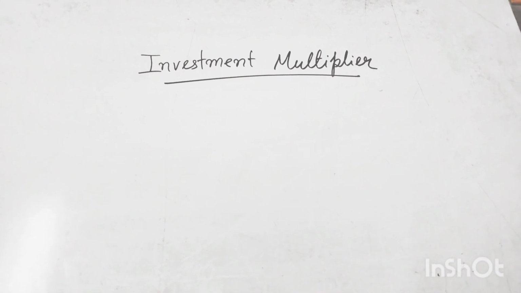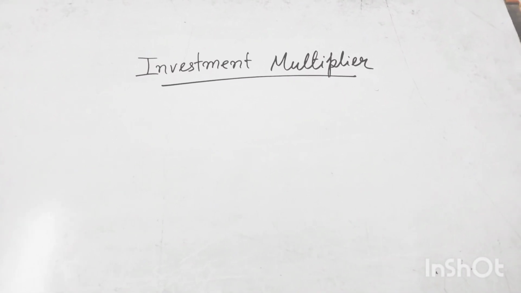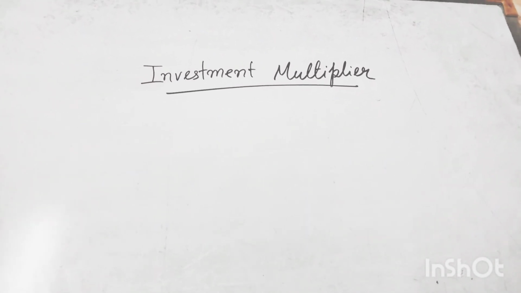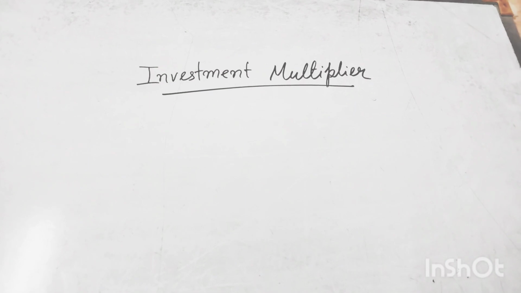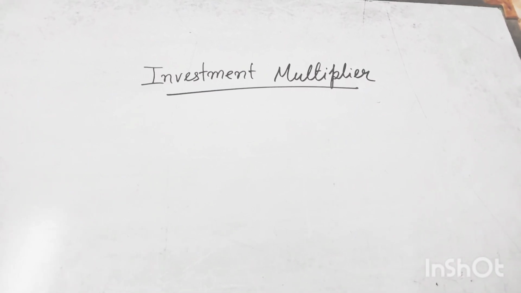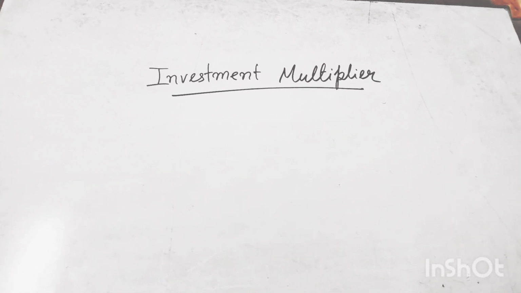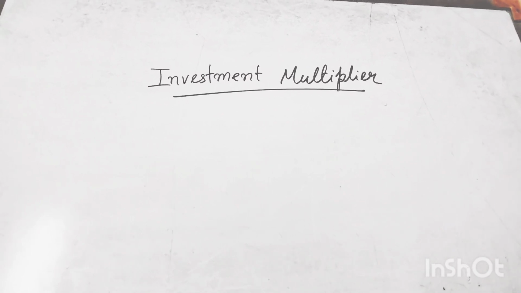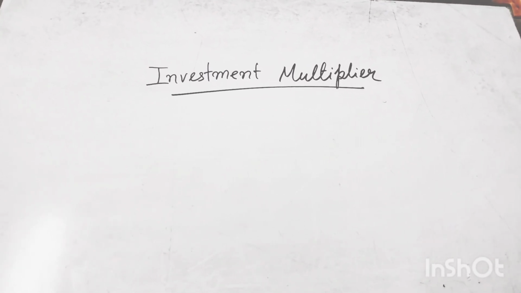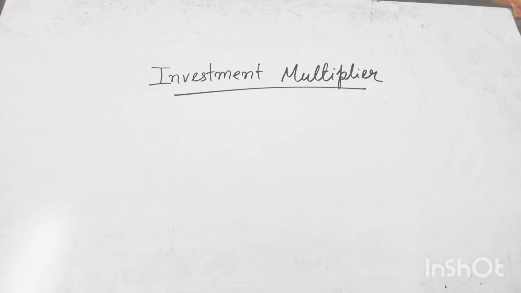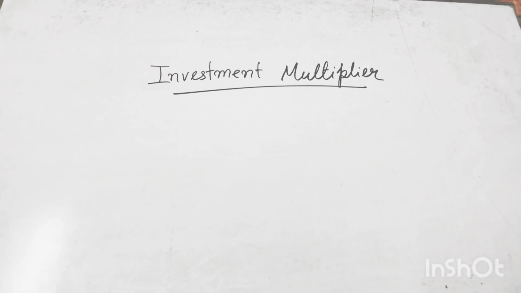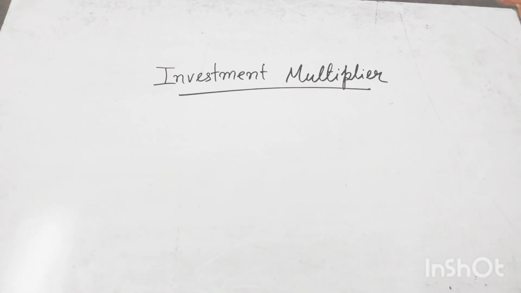Today we are going to discuss the topic of investment multiplier. In the last two videos I have already discussed the determination of equilibrium level of income and output by the saving-investment approach and the aggregate demand and aggregate supply approach. Those two videos I have already uploaded. Those who haven't gone through the videos, please go through them. Then you will be able to understand the entire topic.